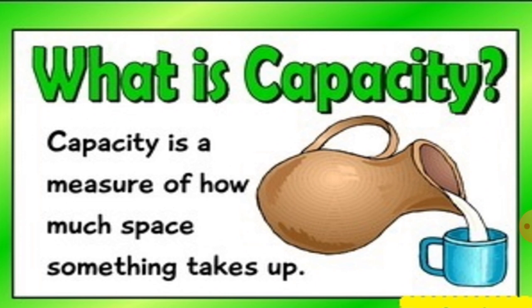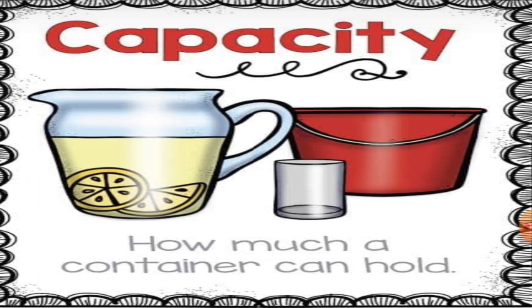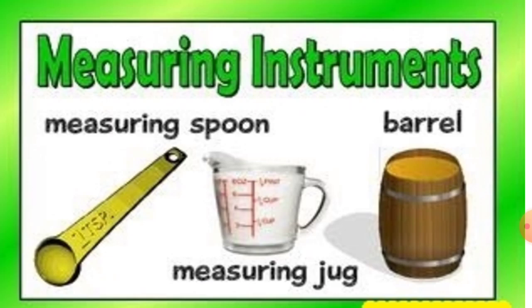Okay, today's topic, what is capacity? Capacity is a measure of how much space something takes up. Capacity is saying how much a container can hold. We have different instruments for measuring: your measuring spoon, measuring jug, and a barrel. A barrel is like a drum. Do you have one at home?